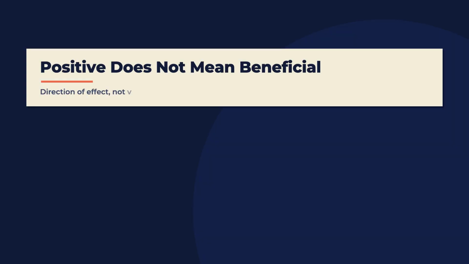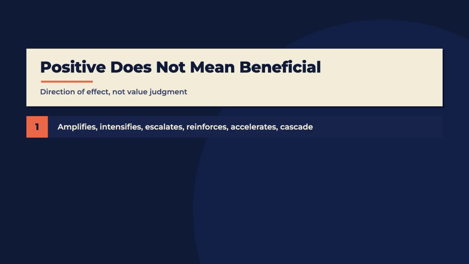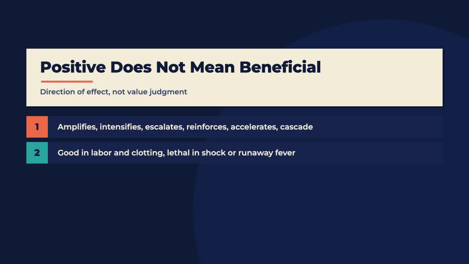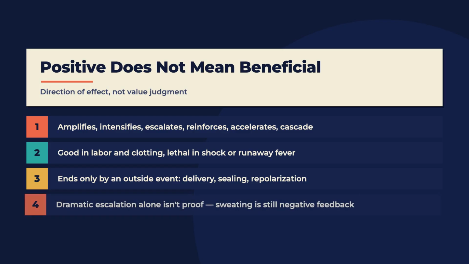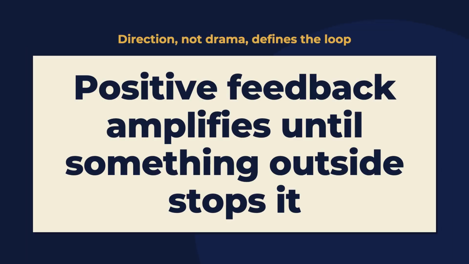The costliest mistake is assuming positive means good. It only describes direction. So the same amplifying mechanism that helps in labor and clotting is lethal in shock or a runaway fever. Watch for signal words like amplifies and cascade. And remember that dramatic escalation alone isn't proof, since sweating during exercise is a dramatic response that is still negative feedback. Whenever a cycle continues until an outside event stops it, that is the clearest sign of positive feedback.